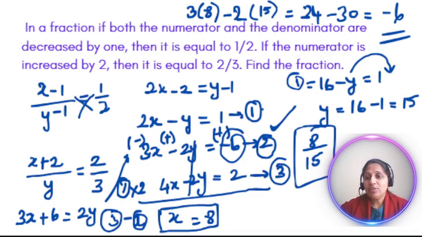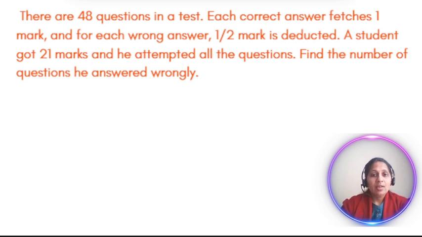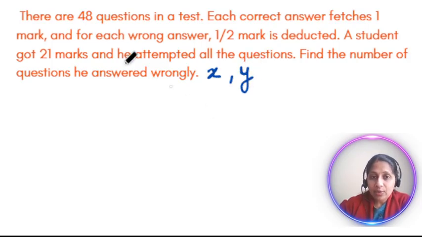And coming to the next question: there are 48 questions in a test. Each correct answer fetches 1 mark and each wrong answer loses half a mark. A student got 21 marks. He attempted all the questions. Find the number of questions he answered wrongly. Let's assume the number of correct answers is x, and the number of incorrect answers is y.